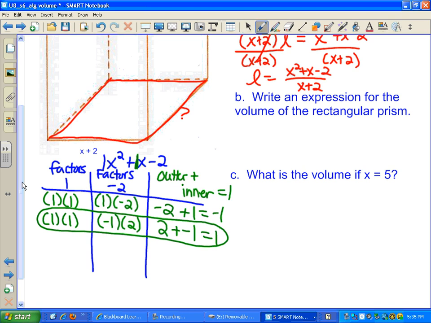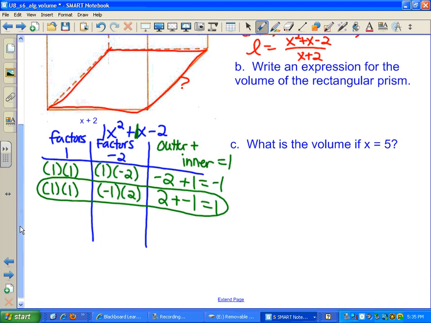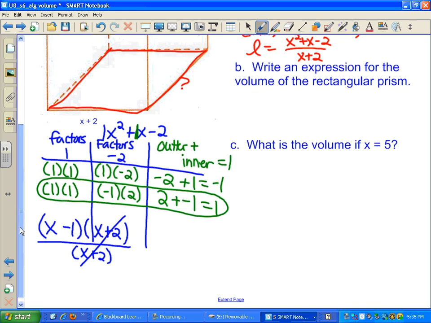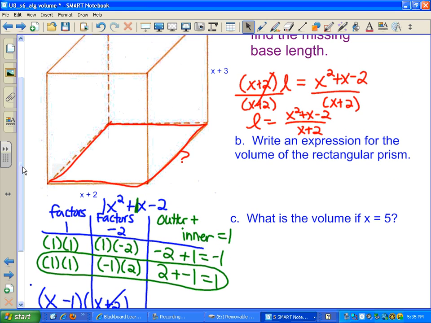So when I rewrite this, I'm going to rewrite it as 1x, or just x, minus 1 times x plus 2, and it was all over x plus 2. Well, what cancels? My x plus 2, which means that the other side of that rectangular prism is x minus 1. So the length over here is x minus 1.